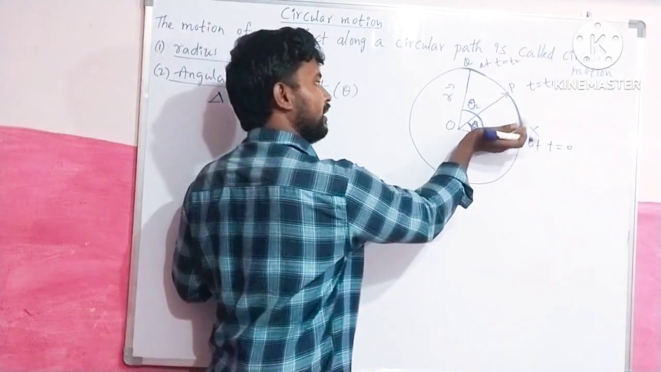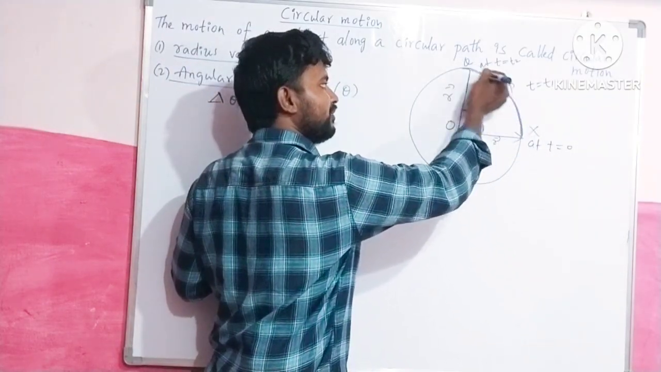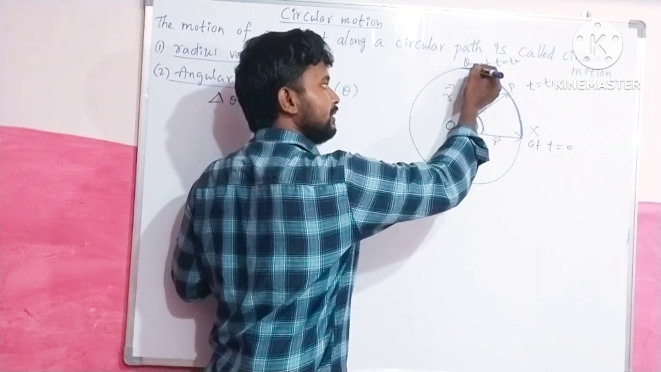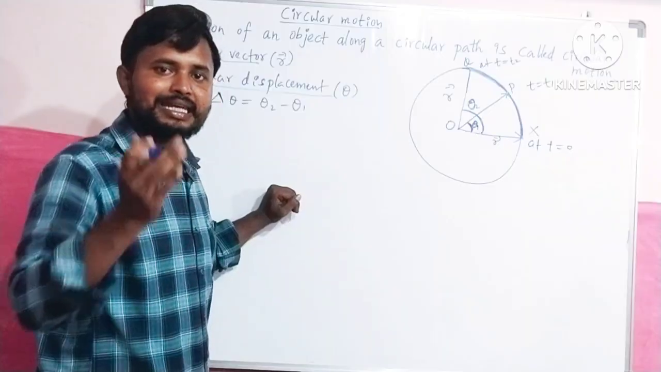Next, when a body moves in a circle along an arc of a circle, this arc length is called a linear displacement. Arc length is called a linear displacement.